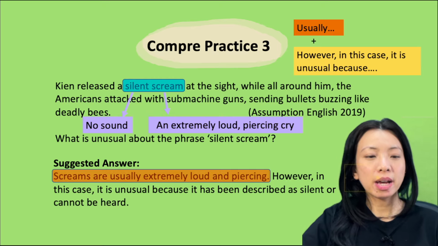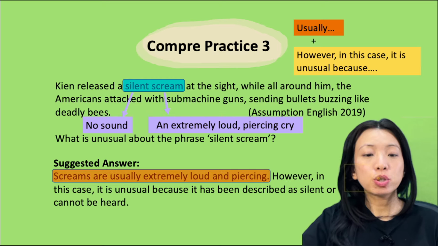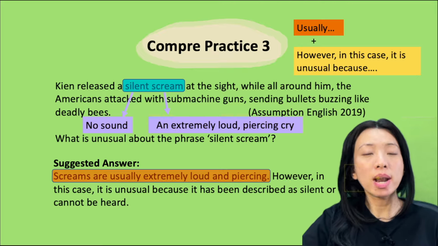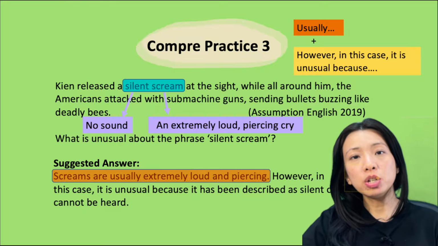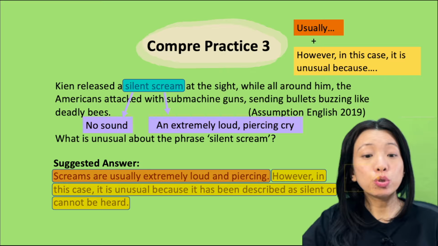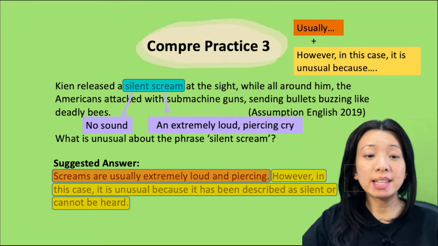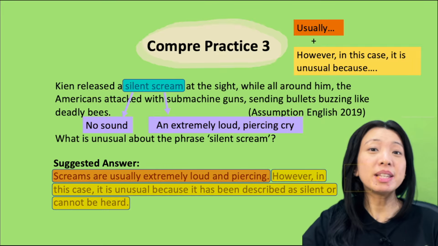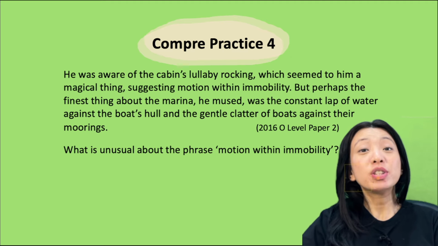Let's look at the first part. Screams are usually extremely loud and piercing. So remember, in this sentence, I talk about what is usual, and then I continue with what is unusual. However, in this case, it is unusual because it has been described as silent or cannot be heard. I hope you managed to get an answer that's something similar to mine. Let's move on to the next question.